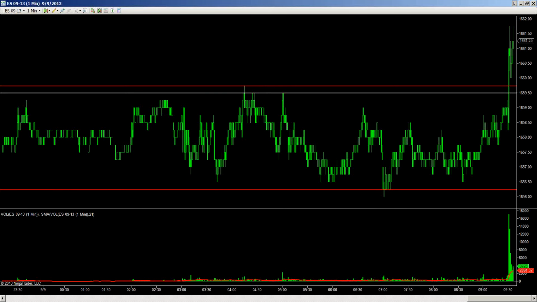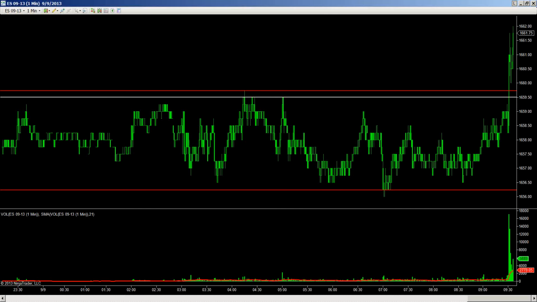Here we go. 1661.50, 1661.75, the high for this bar. Looking to get to 1662.50 on a rally. Get out. 1661.75. Here we go, 1662. And we're moving.